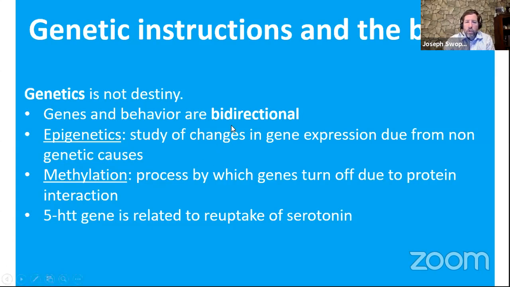And here's a word that we want to talk about. Genes and behavior are bidirectional. Or another way to say that is genes and environment are bidirectional. A lot of folks say, well, it's genetic. That's just how I am. I can't. Mm-mm. That's not necessarily what we're finding out.